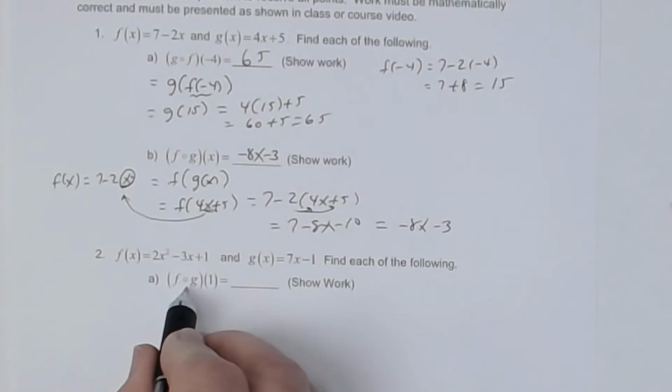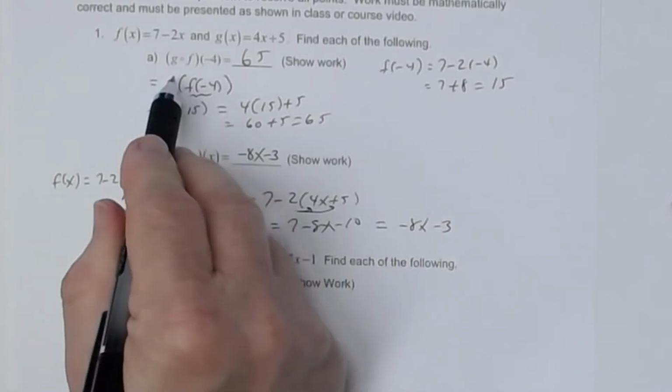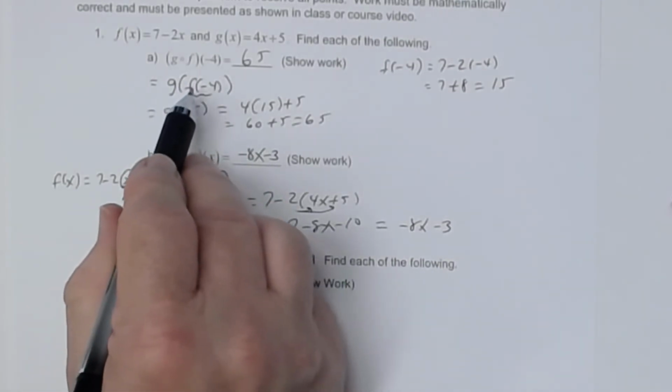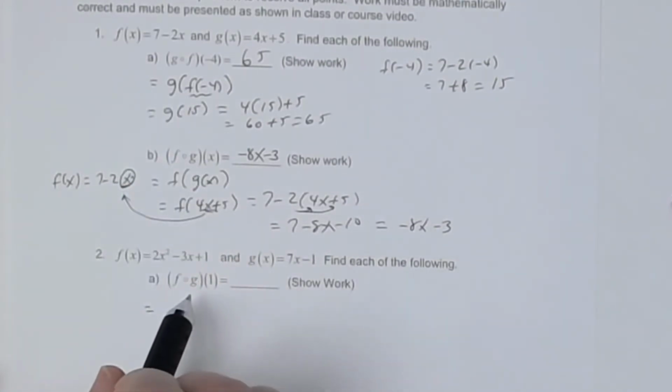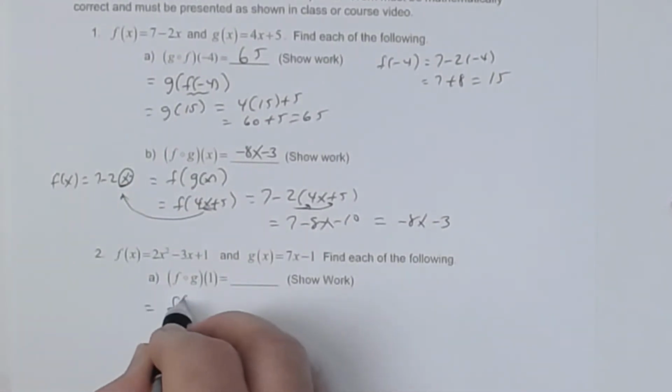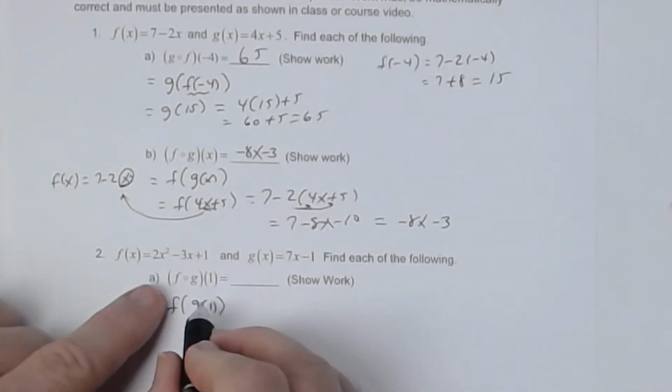So f composed with g at 1 by definition means, and you have to write this, you have to show this. It's very important. You do the work as required. So by definition, this means f of g of 1. All right, now we've got to find what g of 1 is.